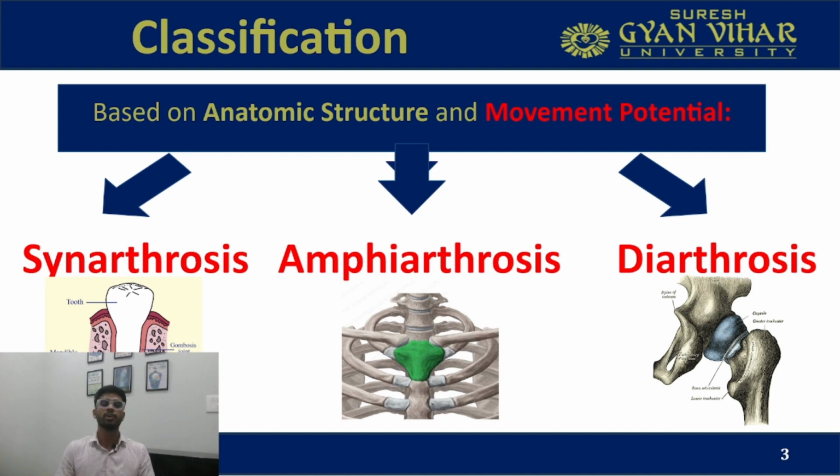The example of a synarthrosis joint is the joint of our teeth and the gum, which is also called the peg and socket joint. For the example of amphiarthrosis joint, we see the intervertebral disc. It is a sort of amphiarthrosis joint. Diarthrosis joints are the synovial joints like the glenohumeral joint, hip joint, and knee joint. These are the types of diarthrosis joint. Let's understand all these types of joint in detail.